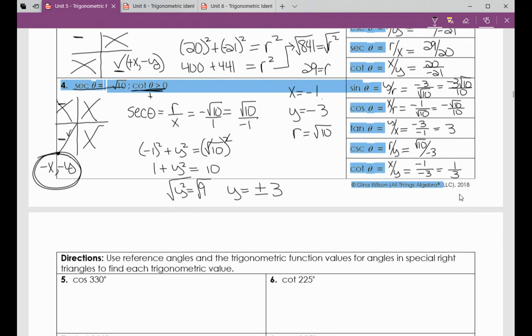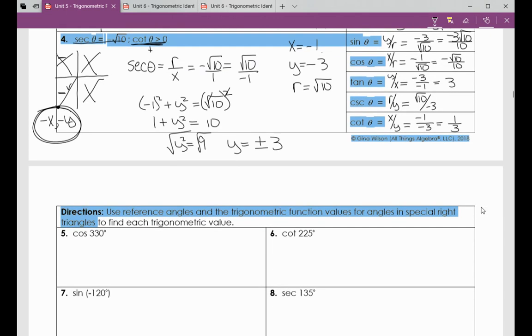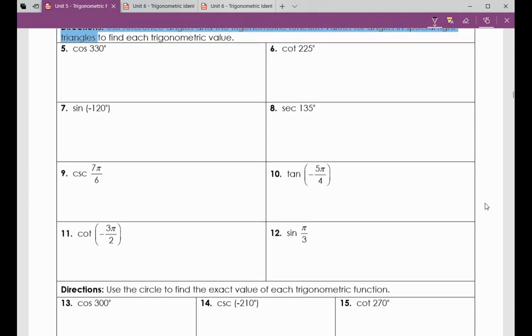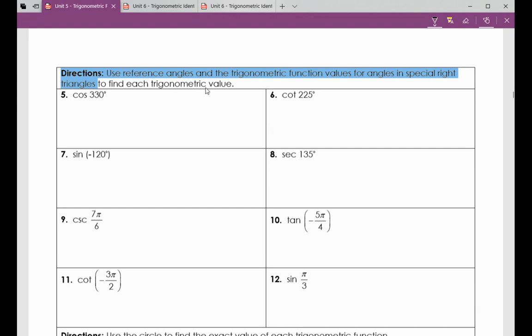Now, the difference in the 4 problems that we just did is that our radius is not a 1. Okay, that's the difference. So for the flip side, we did some of these yesterday. I do not remember, did we do the multiples of 3? Okay, that's what I thought we did. So this says use reference angles and the trig function values to find the special right angles. So what we're going to do, where is 330? What quadrant would 330 fall in? Because it is a unit circle angle.